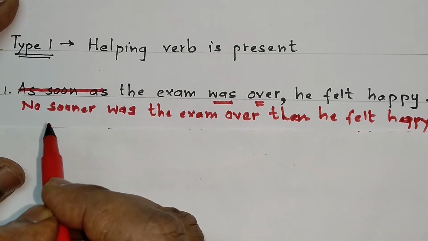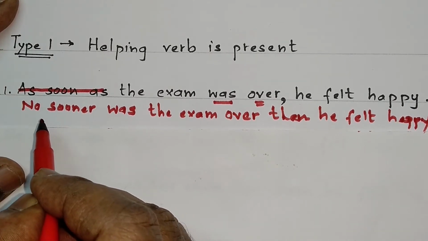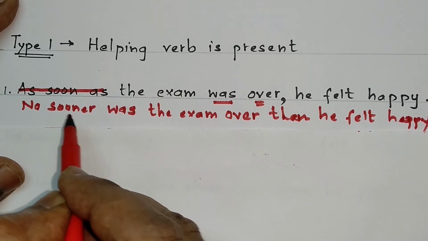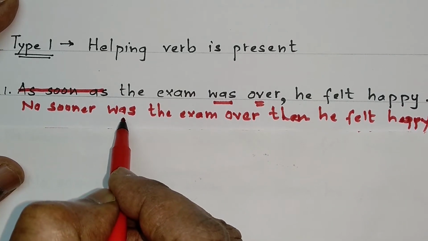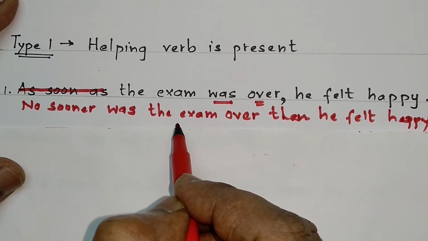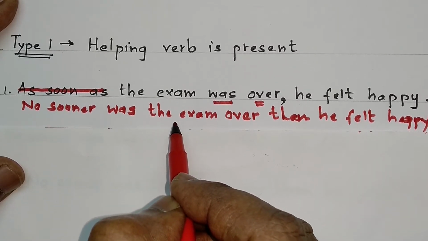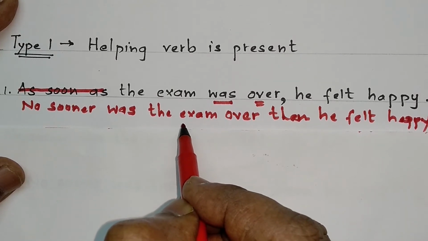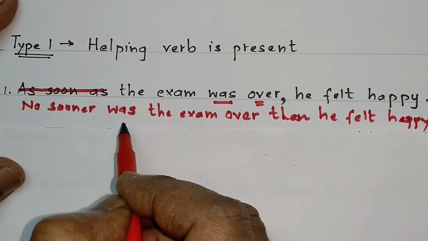There's one thing that we have to keep in mind. After writing "no sooner", we have to write the helping verb. And after writing the helping verb, we have to write the subject. The subject here is "the exam". If we write the subject first, then our answer is wrong.